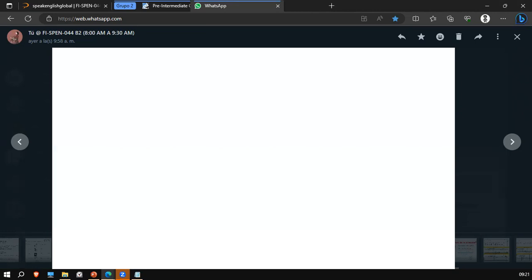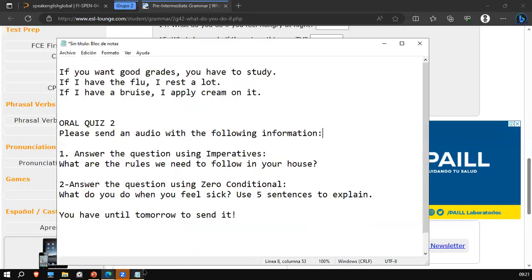Entonces, luego, ¿qué más tenemos? En la parte número 2 tenemos: to answer the question using zero conditional. What do you do when you feel sick? Use 5 sentences to explain.